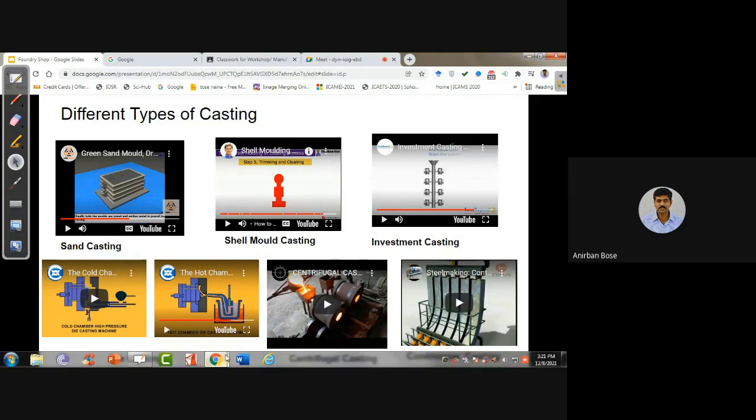Now, there are some permanent mold methods, permanent mold casting. So these are like die casting or centrifugal casting. These are permanent mold casting. So let us see what is a die casting.